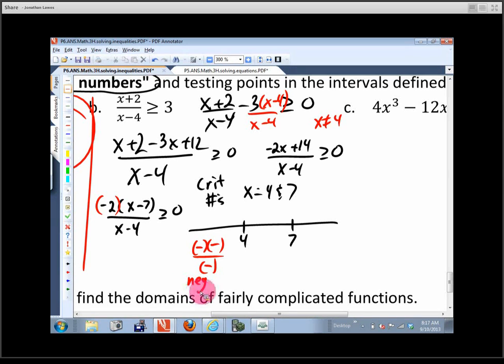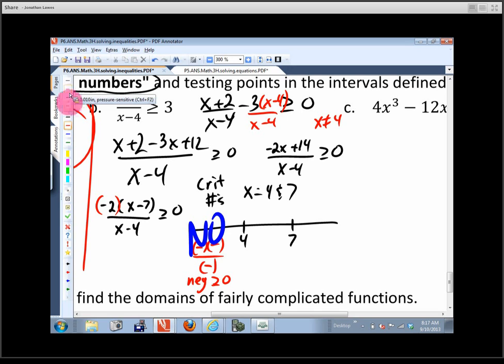So if I plug in something that's less than 4, I end up with a negative. We're comparing this to 0, and we want it to be greater than or equal to 0. Are negatives greater than or equal to 0? Nope. Okay, so the answer there is no. It doesn't work over there.